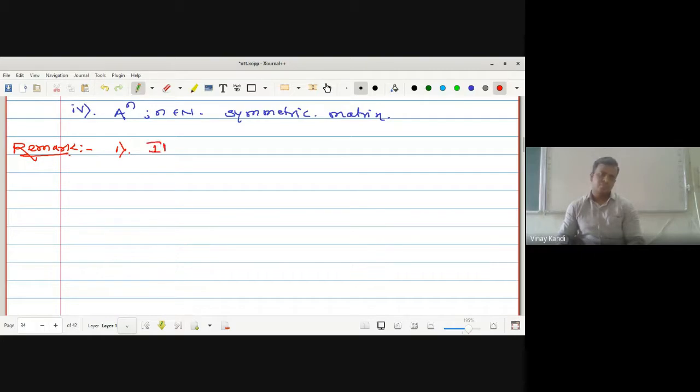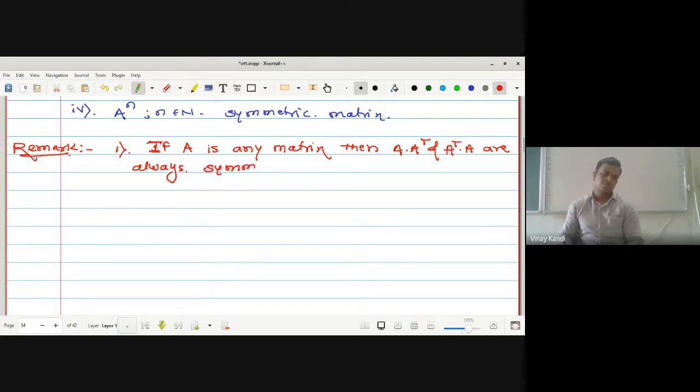Remark number 1: if A is any matrix, then A into A transpose and A transpose into A are always symmetric. What is the meaning of this? If A is any matrix, take any matrix, for example, 1, 2, 3, 4, a 2 by 2 matrix. Now what is A transpose?